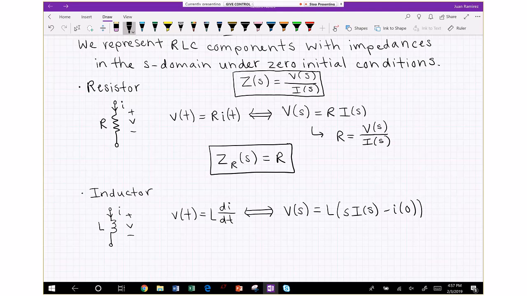Okay, but now assume I of 0 is equal to 0. That's how we're going to represent the components for more simple circuits, assuming the initial conditions are 0. And if you do that, and you solve for V of S, you end up with Z equal to V divided by I, which is SL, as long as you assume the initial current is 0.